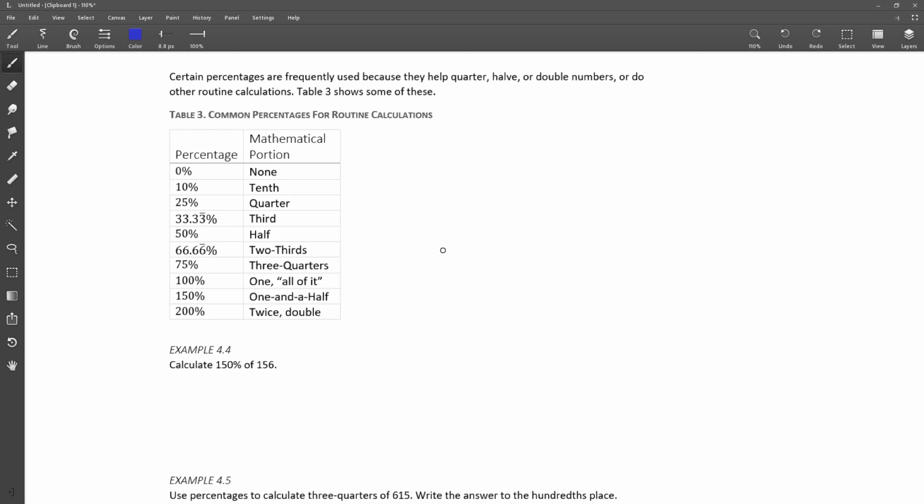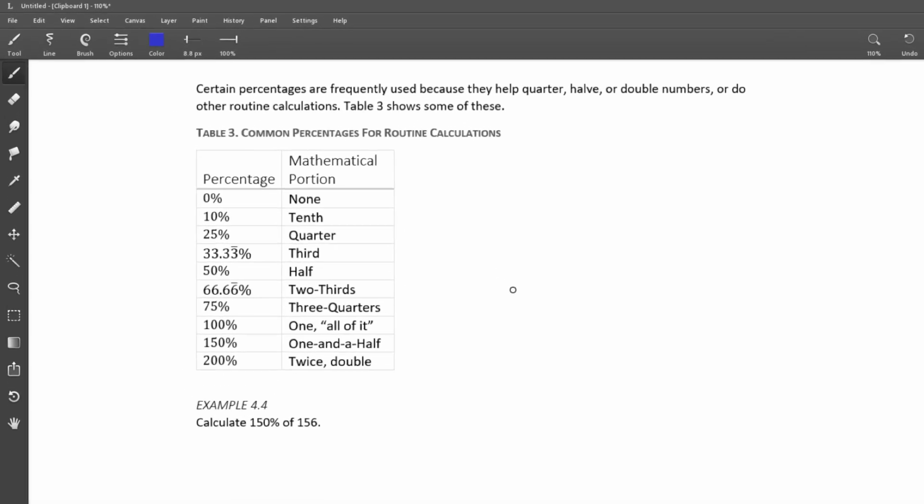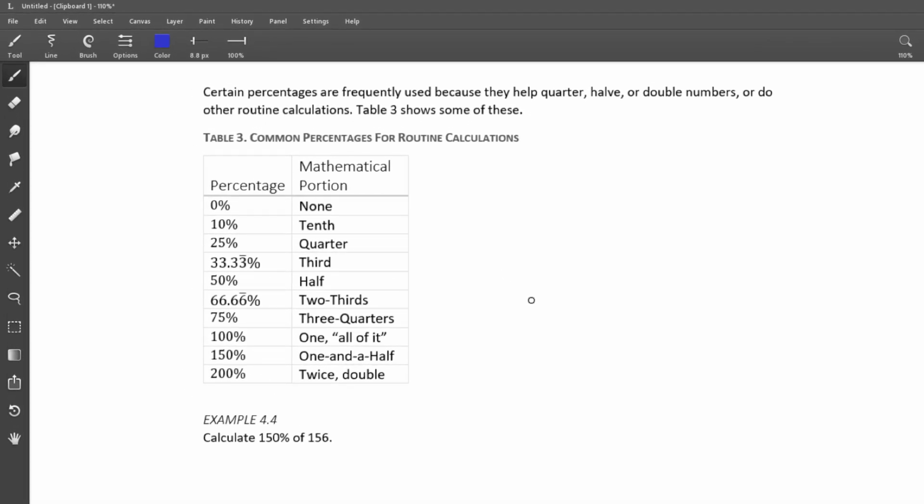In this video, we're going to continue talking about the use of percentages in business. So we're refreshing our percentage knowledge. Certain percentages are frequently used because they do routine calculations. These kinds of calculations are where you might quarter something, cut it in half, or double something. Those calculations occur quite frequently, and percentages are used all the time to do them. So taking a look at Table 3, we see some common percentages for routine calculations.